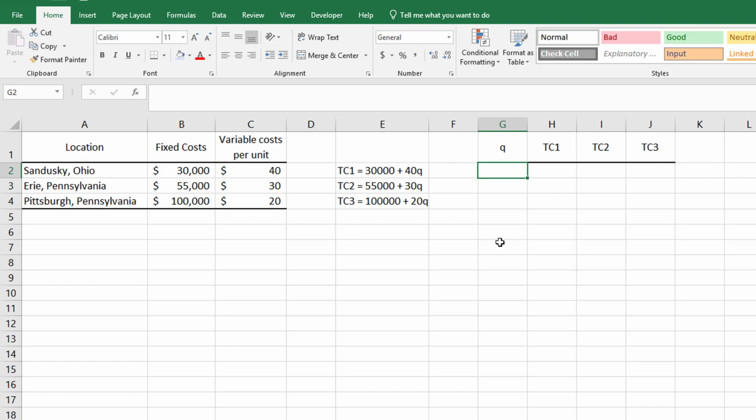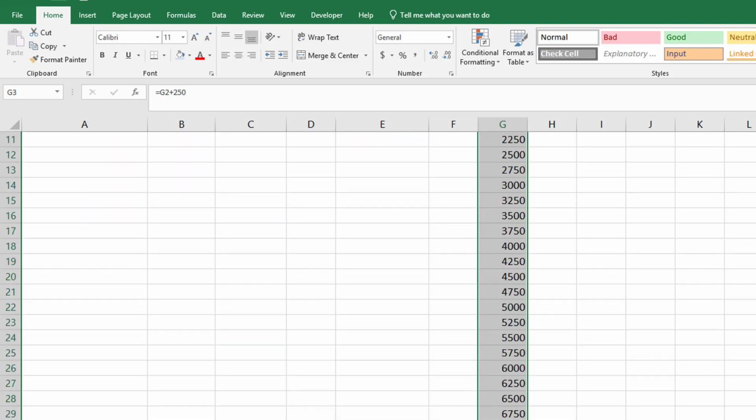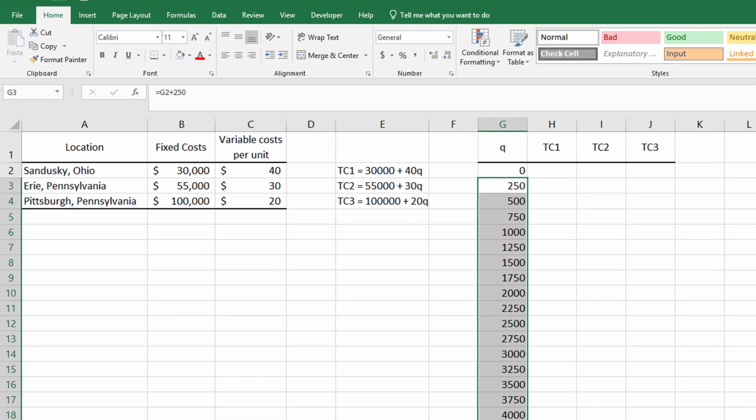Okay, well, how do I set up my domain? I'm kind of cheating because I looked at this problem earlier. I'm going to choose Q starting at 0 in 250 unit increments. This is what's going to work for me. And I'm going to run this out until I get to 5,000. Actually, let's go to 6,000. Maybe that'll make this picture look a little bit better. So what I have done is specify the numbers that I'm going to have appear on my horizontal axis, my domain of interest.